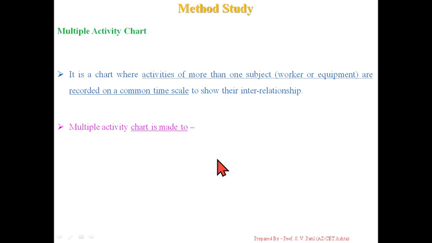In today's lecture, we are going to discuss the multiple activity chart. It is a chart which is used to record the activities of more than one subject. It may be a worker, it may be equipment, and the charting is done on a common time scale. It shows the interrelationship between those two subjects for which the chart is prepared.